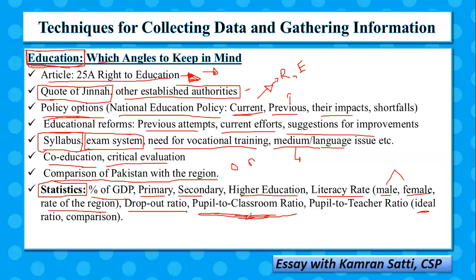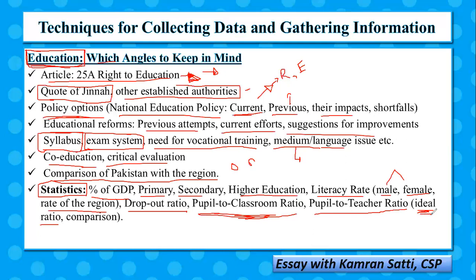It means that if more students are sitting in one classroom as compared to the ideal ratio, then the pedagogy or the transfer of knowledge won't be very effective. Then you also need to know the ideal pupil to teacher ratio. How many students is one teacher teaching? You need to Google the ideal ratio. A teacher should ideally be teaching how many students at a time, and what is the ratio in Pakistan?